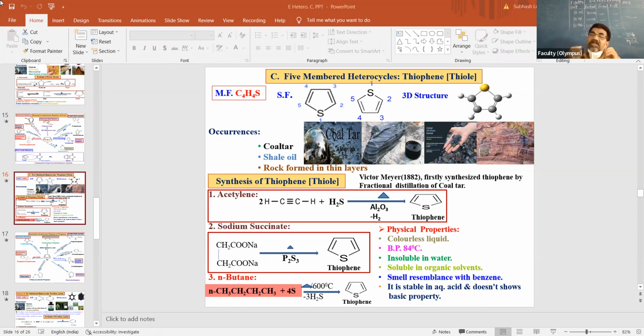Thiophene is also insoluble in water. Hence, it is easily soluble in an organic solvent. It has a smell resembling benzene. As I already told, benzene is slightly pungent, but thiophene has a slightly dirty type of smell due to the sulfur. It is stable in aqueous acid and does not show basic property.